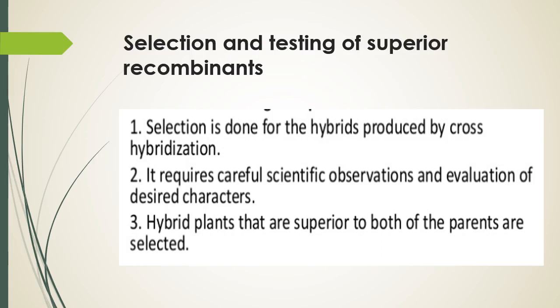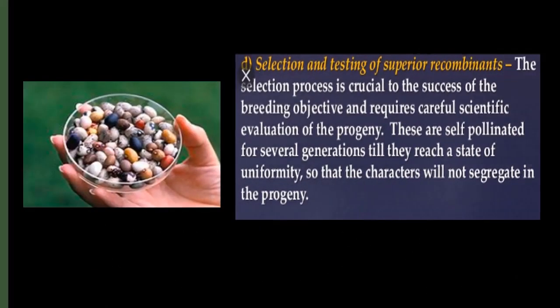So once the cross hybridization has been done, you have to select, and the selected progeny has to undergo another round of cross hybridization. Clear? So see, selection we have done after the cross hybridization. Here I have given a whole set of seeds. They have to select from this. You have to select the superior qualities, and again you have to do cross hybridization.